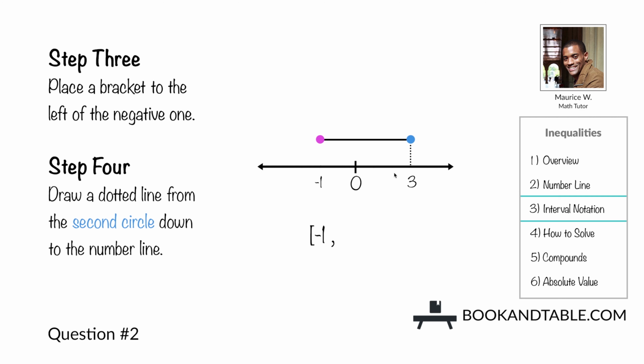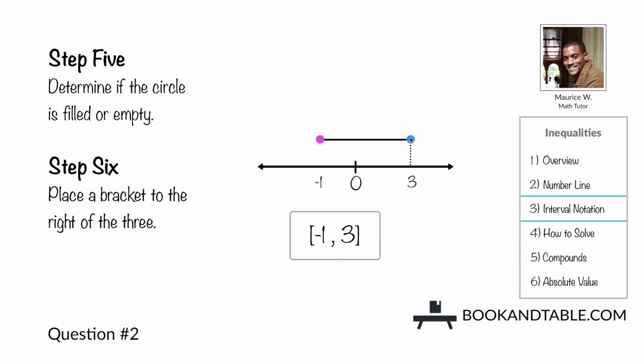And now step 4, draw a dotted line from the second circle down to the number line. We see we wind up at +3. Step 5, determine if the circle is filled or empty. It's filled, so we use a bracket since it can equal 3. And this would be the answer to question number 2. Bracket -1, +3 bracket, with our comma in between our values.